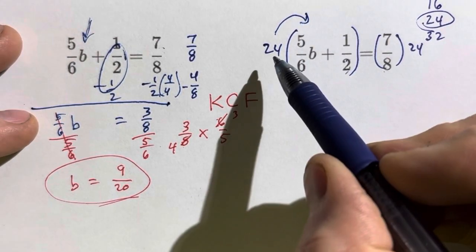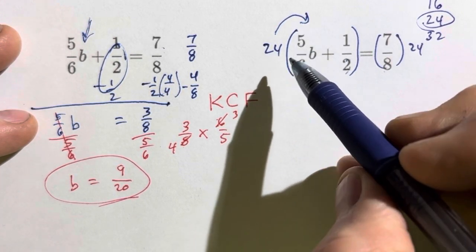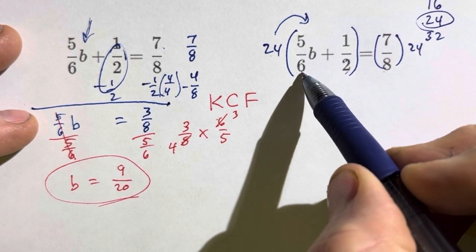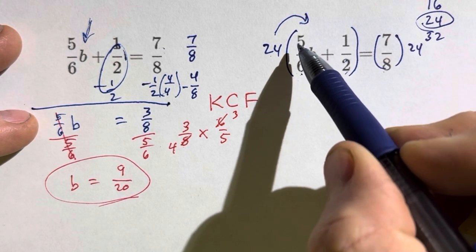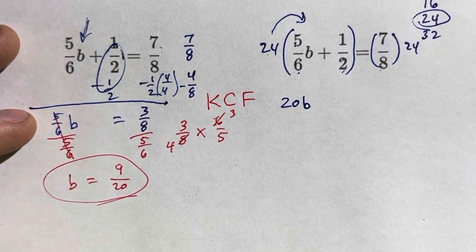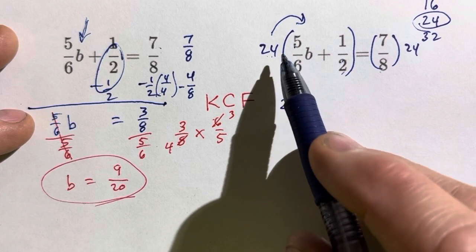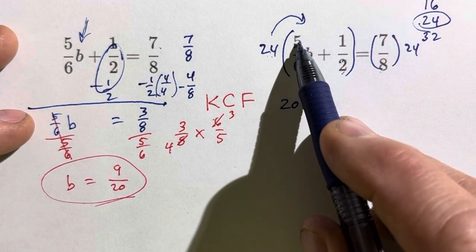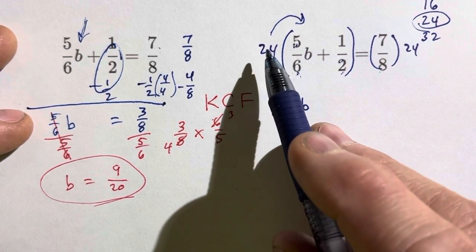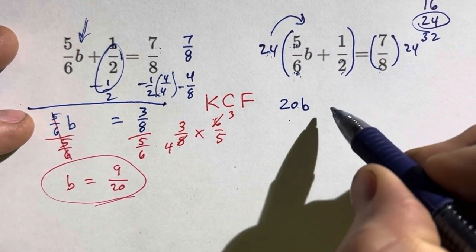And so 24 times 5/6. Now when you multiply a fraction times, it's better to do the division first. So 24 divided by 6 is 4, times 5 would be 20. So that's going to be 20 times b, and now there's no fraction. 24 times 5/6. See, 24 times 5 is 120, and 120 divided by 6 is 20. But it's easier to do the divide first. 24 divided by 6 is 4, and then 4 times 5 is 20.